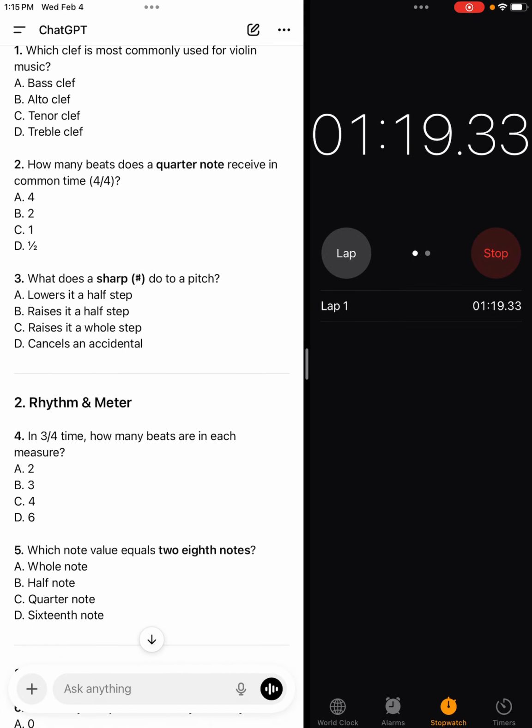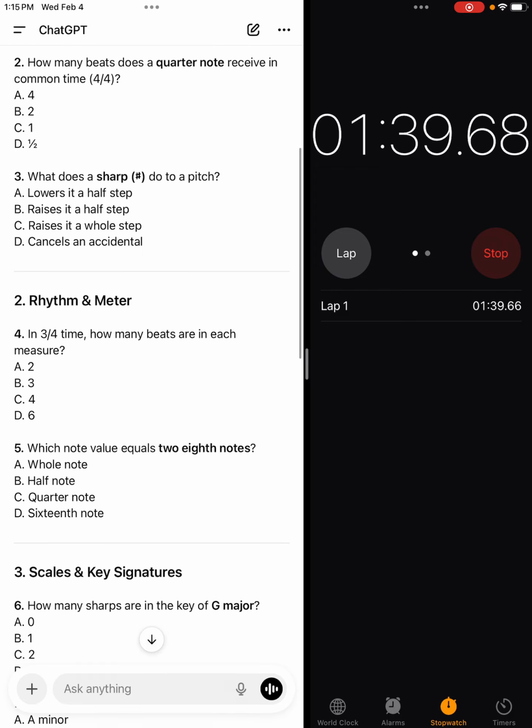What does a sharp do to a pitch? The sharp will raise it a half step. In 3/4 time, how many beats are in the measure? The top number tells the beat count, while the bottom number is what kind of note receives the beat. So in that case it is 3.